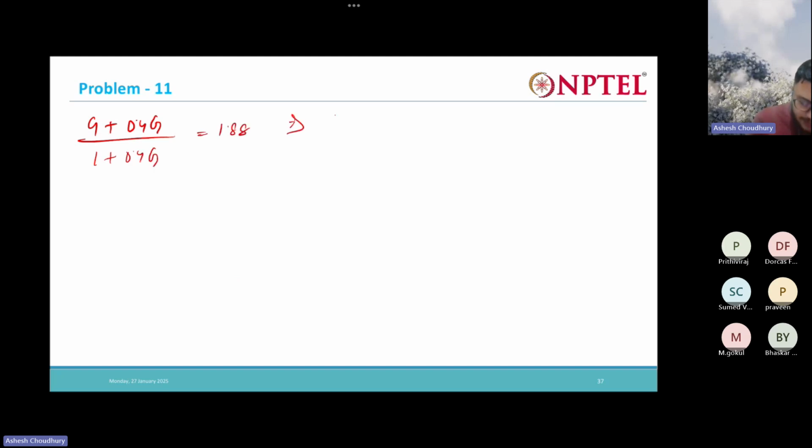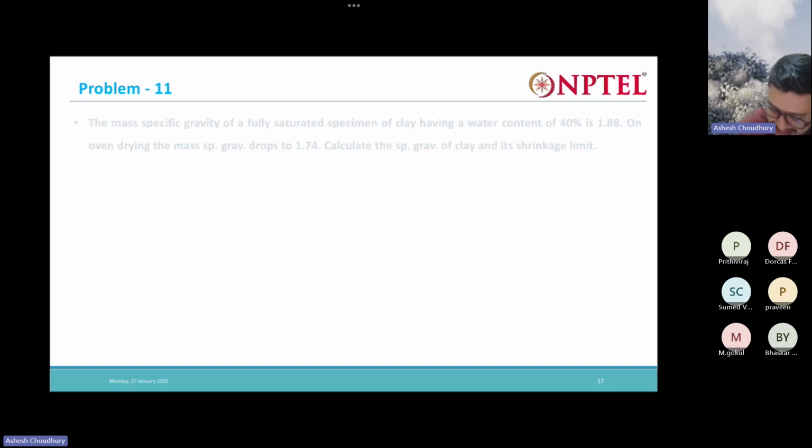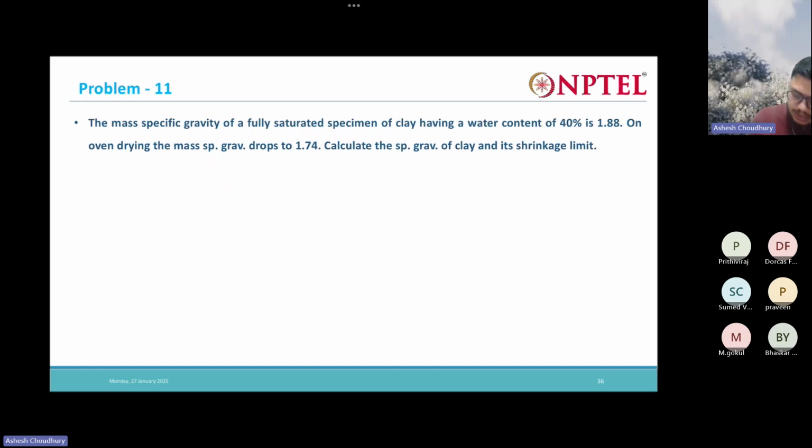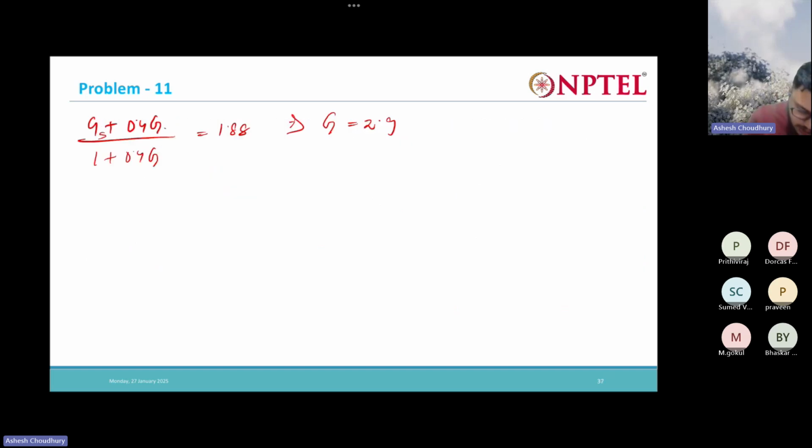So I get G_s as 2.9. This G is nothing but G_s, the specific gravity of soil solids. I will write G_s, then it will be easier for you to differentiate. Okay, G_s, G_s. So you get G_s as 2.9.